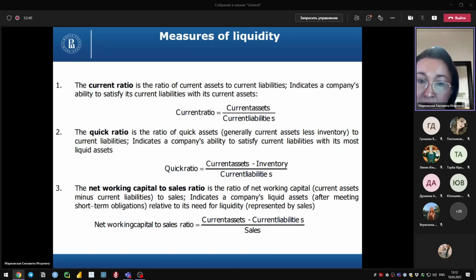And there are some normative values for some ratios. These normative values came from foreign practice, and they were calculated based on foreign companies' data. So if you'd like to apply these ratios in the Russian environment, you have to take into account that these ratios came from international practice, from international statistics.